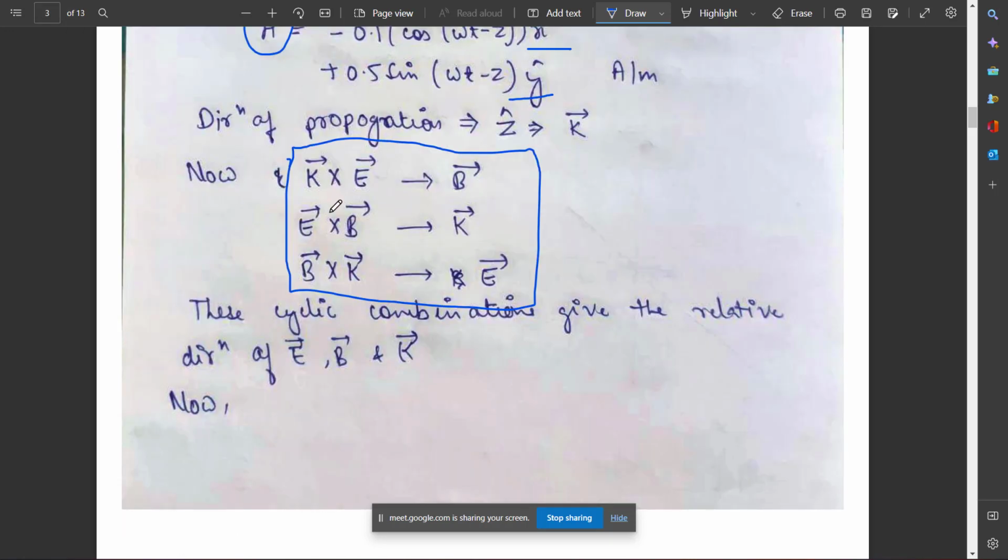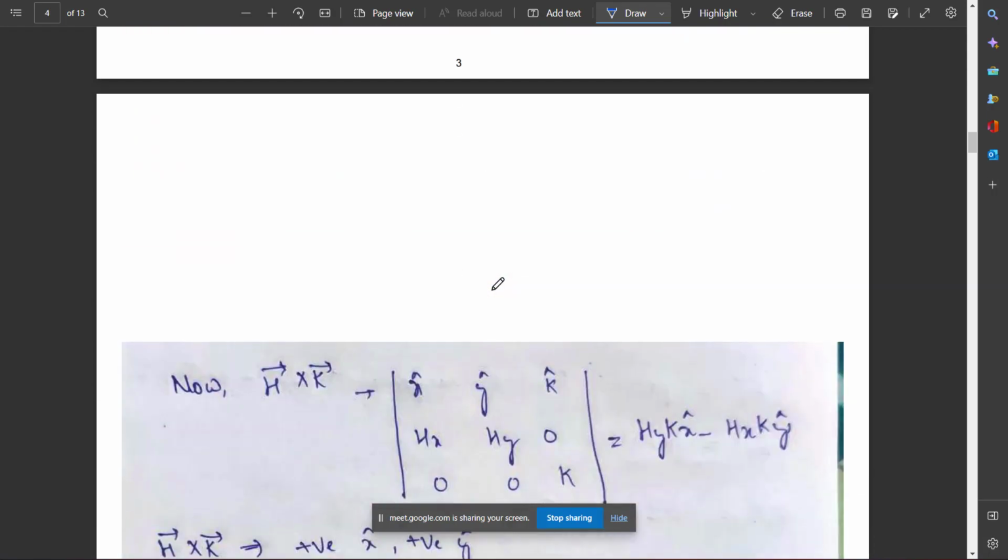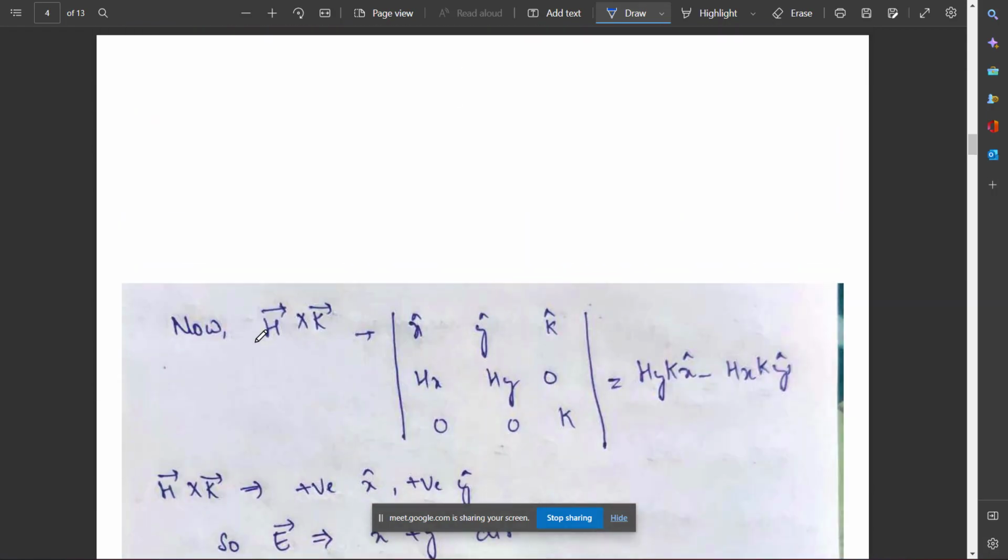Okay, let's go. So here the cyclic combinations are k cross E is magnetic field. If we do the cross product between the propagation vector and the electric field vector, we will get the direction for the magnetic field. Similarly, E cross B is equal to K, it will give the direction for K, and B cross K will give us the direction for E. Okay. So now we know the H, we know the K.